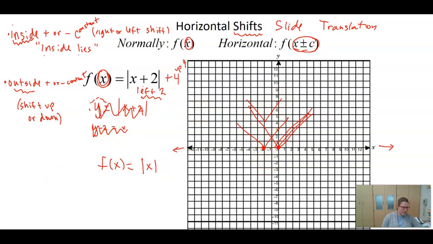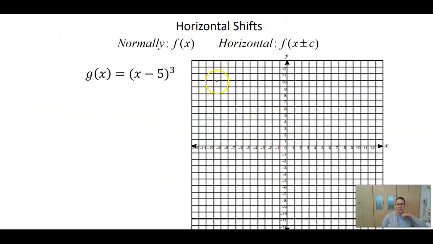Okay, so let's take a look at another example. This one is a cubic function, and that's important because that helps me to know what the parent function looks like. This minus 5 is on the inside, which means it's going to move right or left. And again, inside lies, so that means this is going to go right 5. So first, let's graph the parent function. So we're graphing g of x equals x cubed. If you remember from yesterday, that sits at 0, 0, and it goes up to the right and goes down to the left. So it looks somewhat like that.